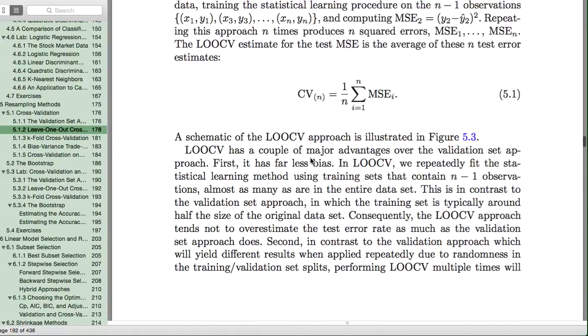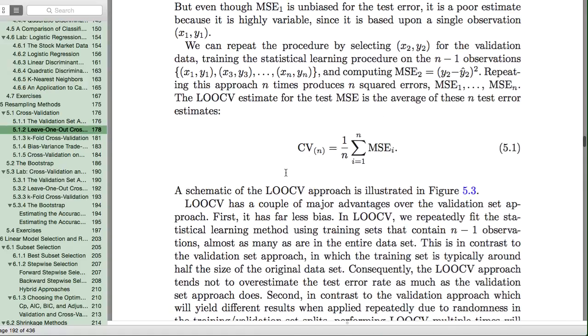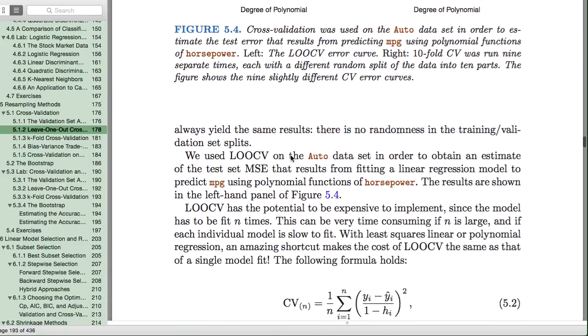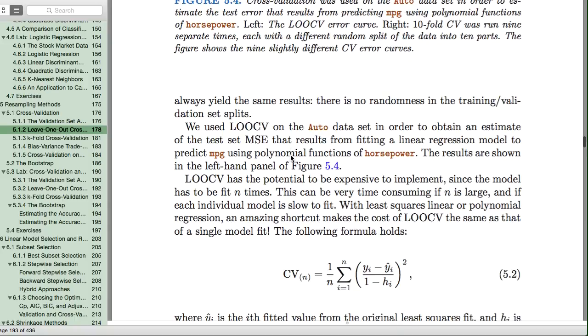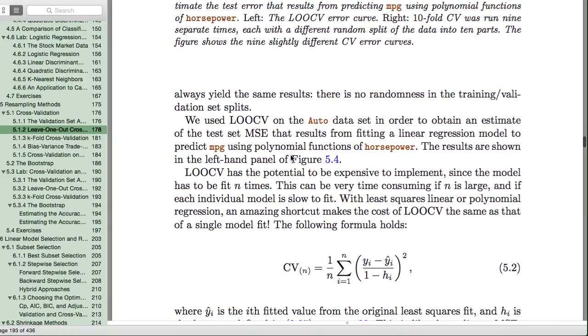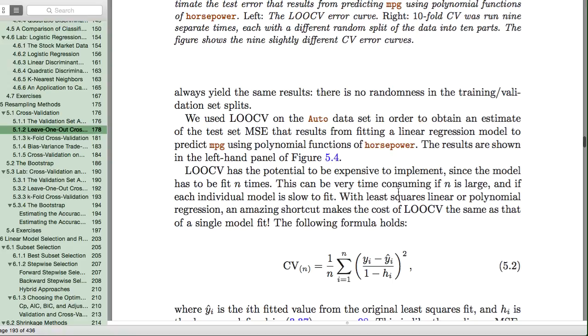So this is our estimate of mean squared error. It's the average mean squared error, n of n. So we take the sum of the mean squared errors and divide by n, basically, and that gives us our cross-validation estimate. And it turns out that in the special case of linear regression, and I guess polynomial regression also, this formula holds.